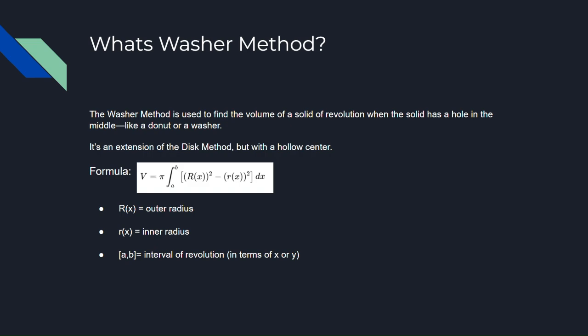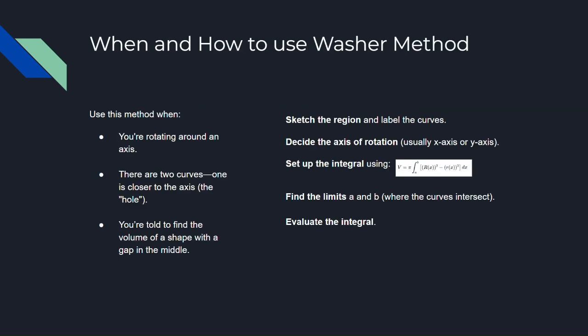Big R of x is the outer radius, or the distance from the axis to the outer curve. Little r of x is the inner radius from the axis to the inner curve, and a to b is the interval along the axis you're rotating around. You'll use the washer method when you're rotating around an axis, when there are two curves but one is closer to the axis, and when you're told to find the volume of a shape with a gap in the middle.